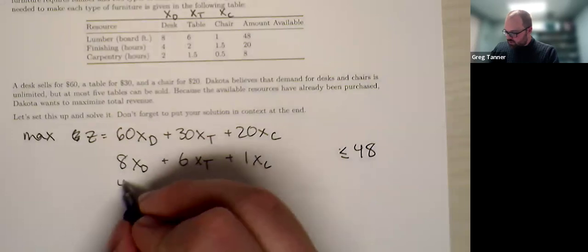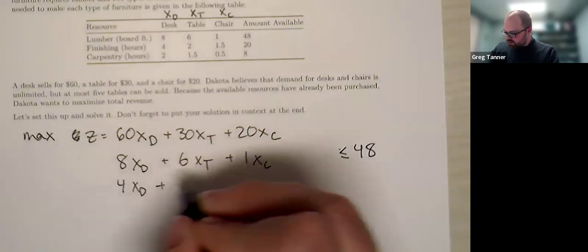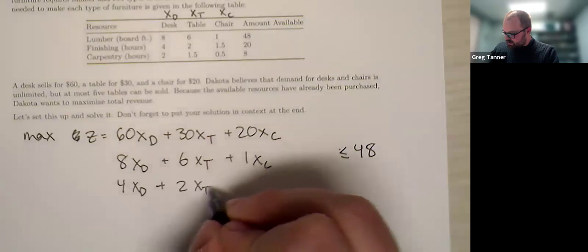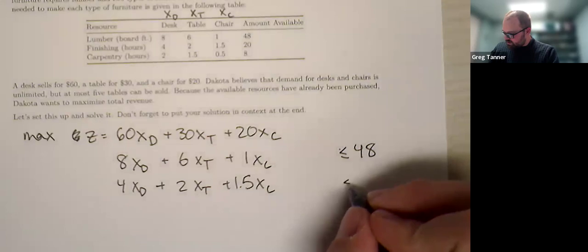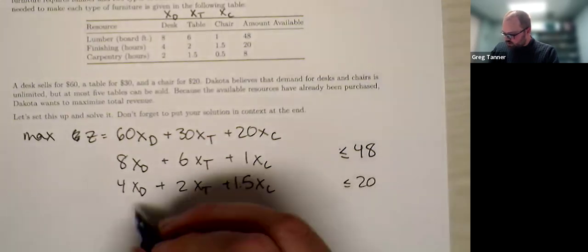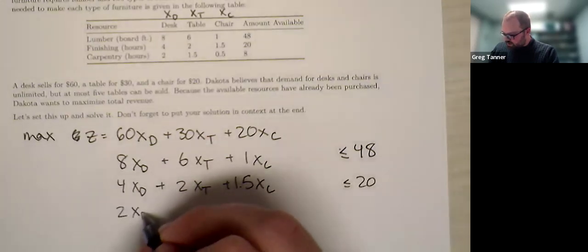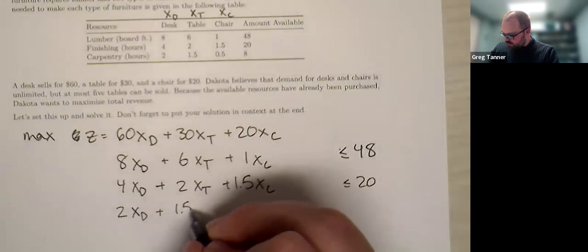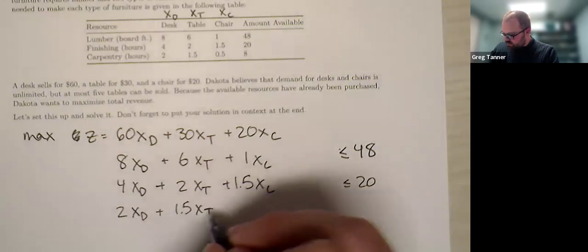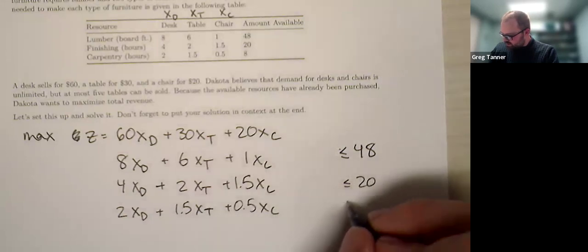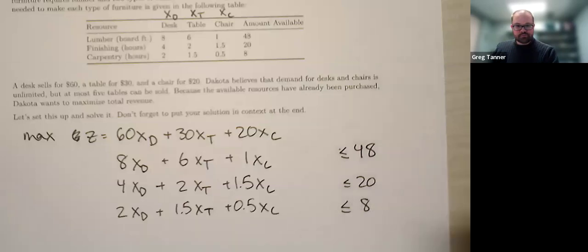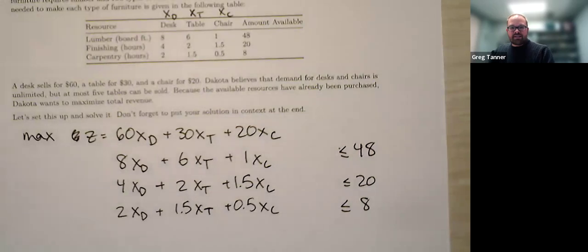Then we're going to get 4XD plus 2XT plus 1.5XC has to be less than or equal to 20. And 2XD plus 1.5XT plus 0.5XC is less than or equal to 8. Okay. Let's go ahead and change these into augmented form.